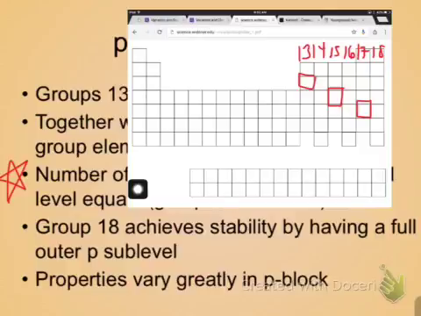How many valence electrons does group 18 have? 8. That's that magic number. We talk a lot about the octet rule, and we'll talk more about that as we move forward.